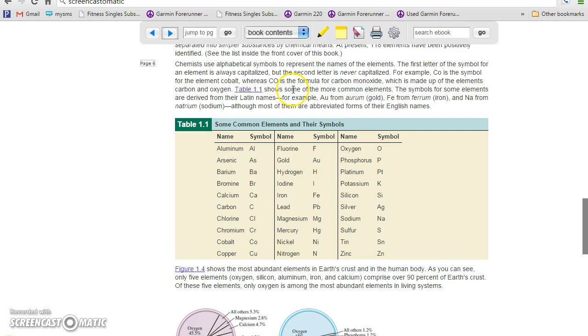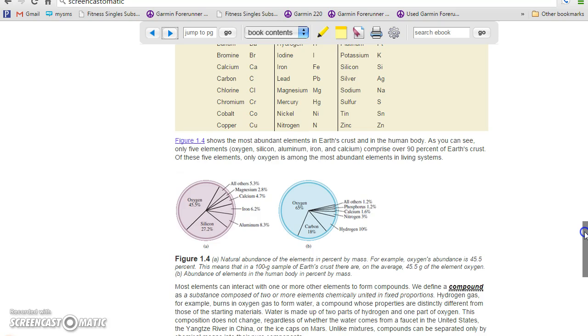Table 1.1 shows some of the more common elements. Fine, I'm going to skip that because we'd like to go through this quickly. You don't mind, do you?